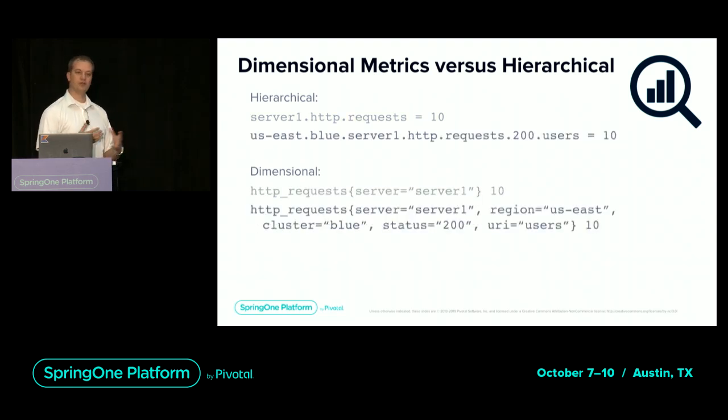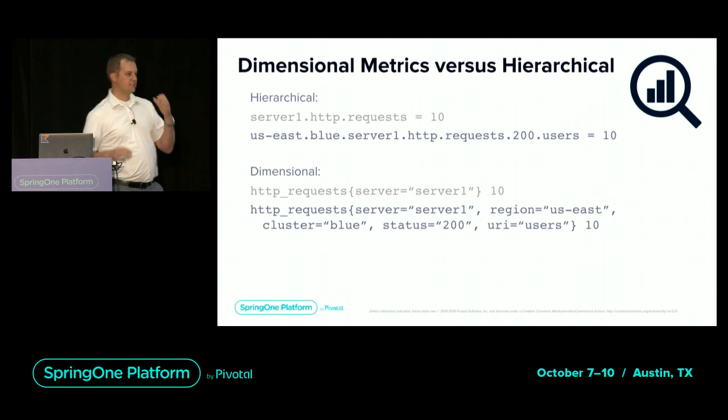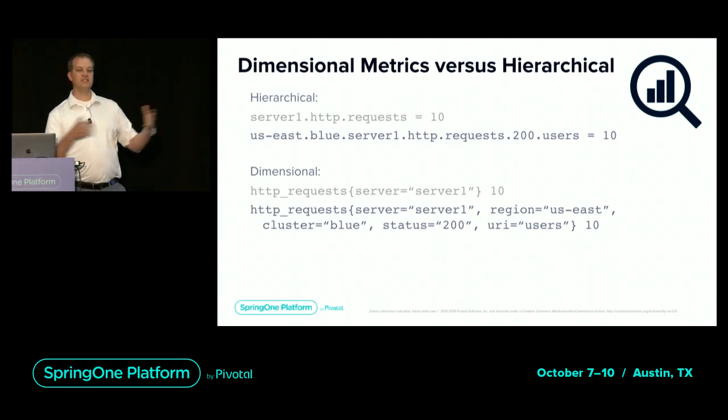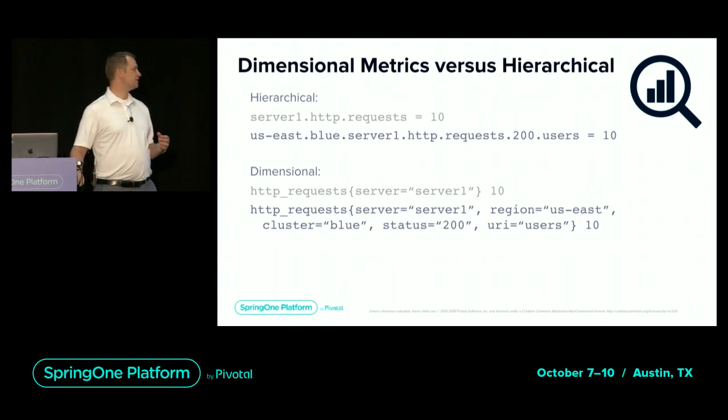So the dimensional ones are more flexible. Say we took that information we were just talking about and we wanted to add that to the metric. With a hierarchical one, you have to find somewhere in the hierarchy to put that data, right? And sometimes it doesn't make sense.